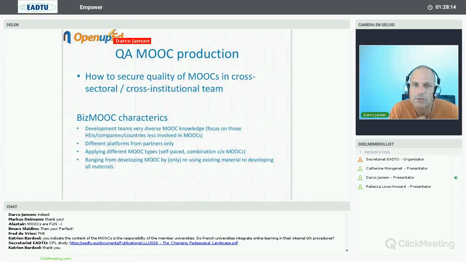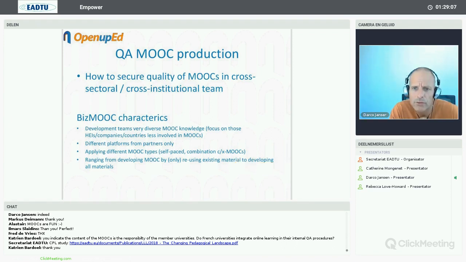So therefore, we started to develop a quality assurance model, a framework within this project. You need to highlight that the characteristics are that the MOOC development teams are very diverse in their knowledge about MOOCs and also about the pedagogical and technical aspects. So there is a lack of knowledge. The platforms are very different, so there's not one platform like FutureLearn or FUN. We want to apply different types of MOOCs, so self-paced MOOCs, more the cMOOC or xMOOC, mostly video-based or community-based. And we try to develop MOOCs that only reuse existing material, so OER and existing video and quizzes, and MOOCs that develop all the materials, so a wide range of characteristics here.